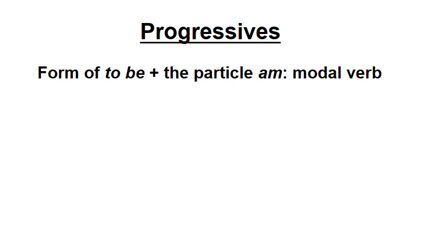But there is a way to emphasize progressive. Progressive means the action is going on right now. So there is a way to emphasize that in Deutsch. It's probably more common in Amish and Mennonite speech than it is in other dialects of Pennsylvania Dutch.